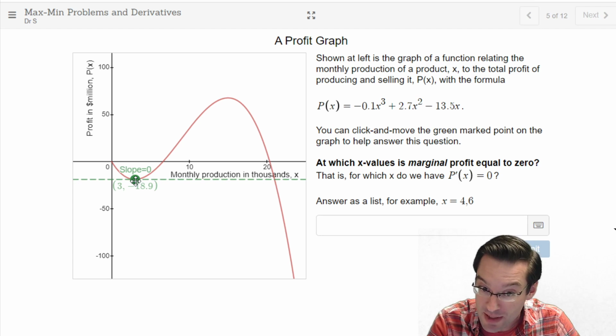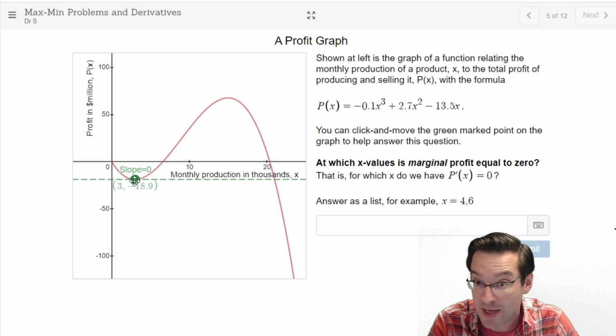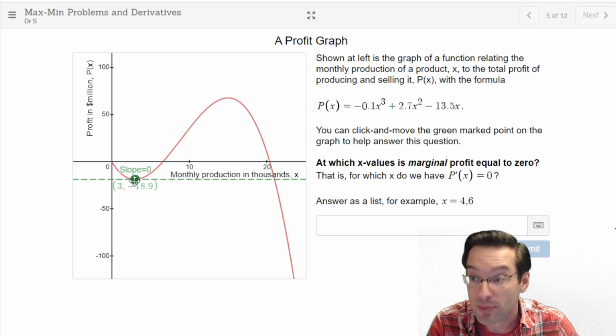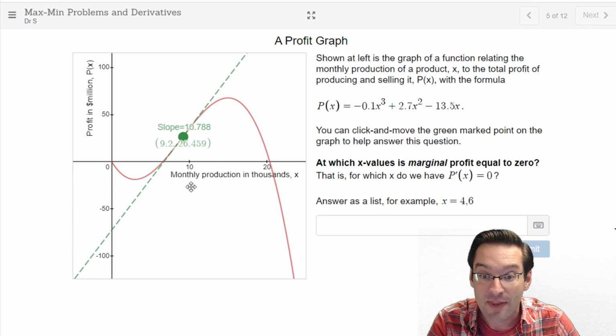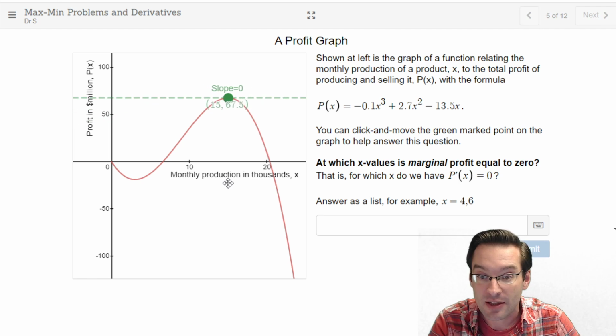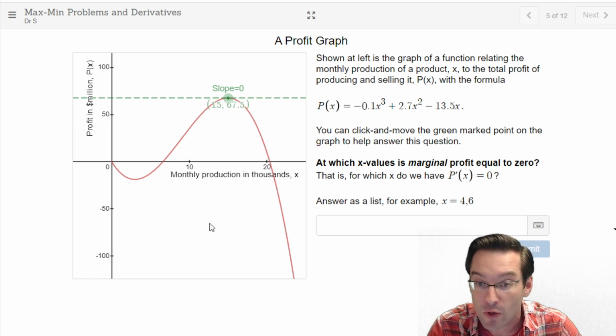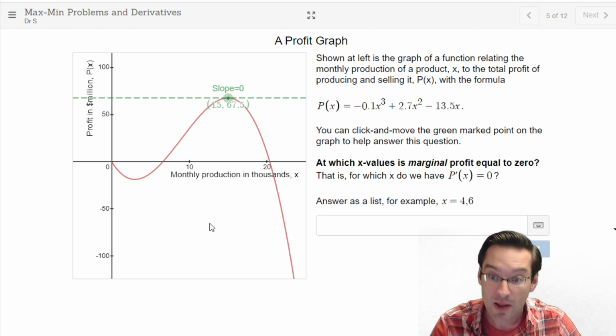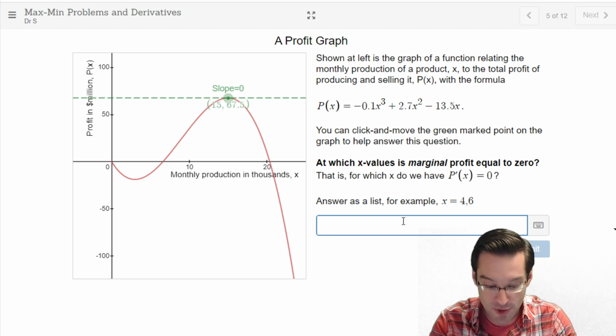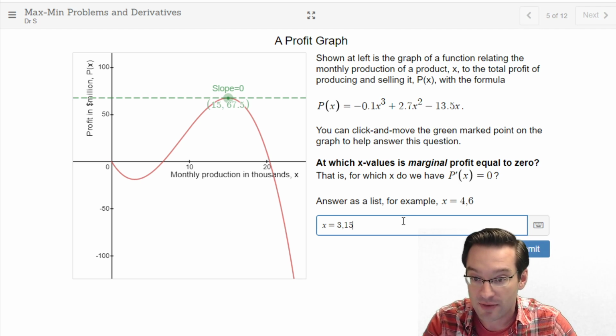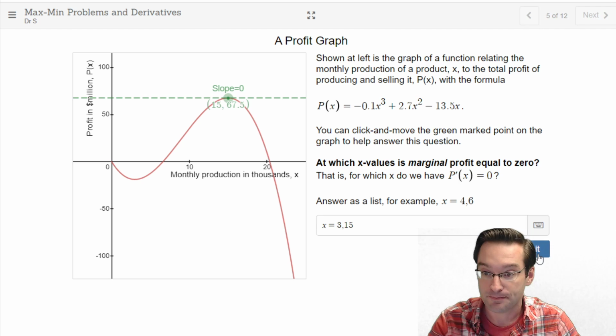At x equals 3, where it looks like we're kind of at the bottom of a valley, we would call that a local minimum point of this profit function. And then again, at x equals 15, that's a local maximum, atop of the mountain point for my profit function. So those are the places where I would say that the marginal profit is equal to 0. x equals 3 and x equals 15.